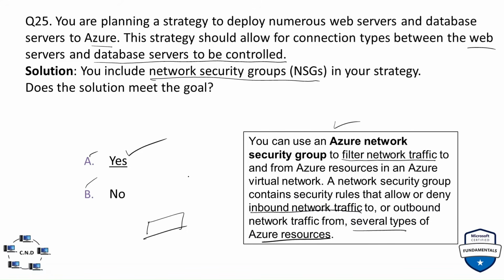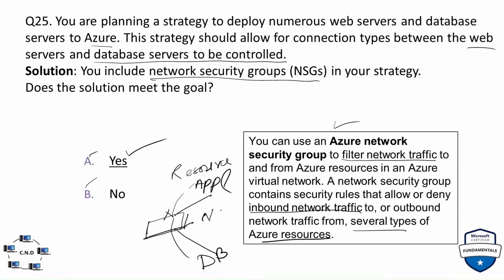Let's suppose this is a firewall. Here, let's suppose your resource one, or we can say here is your application and here is your database. And they are connected through this firewall. So if this application wants to access this database, the firewall can block this connection or it can allow, depending upon the configuration or the rules that you have configured. So this is the function of NSG inside the Microsoft Azure cloud.